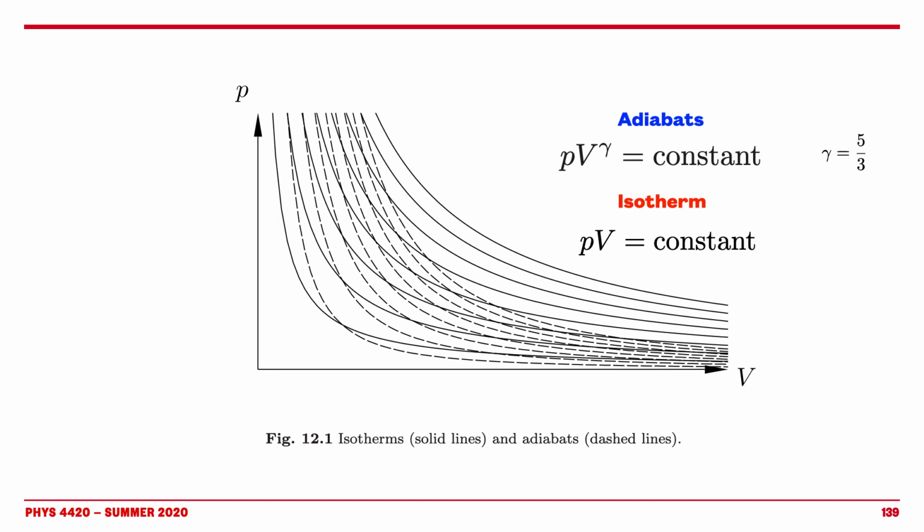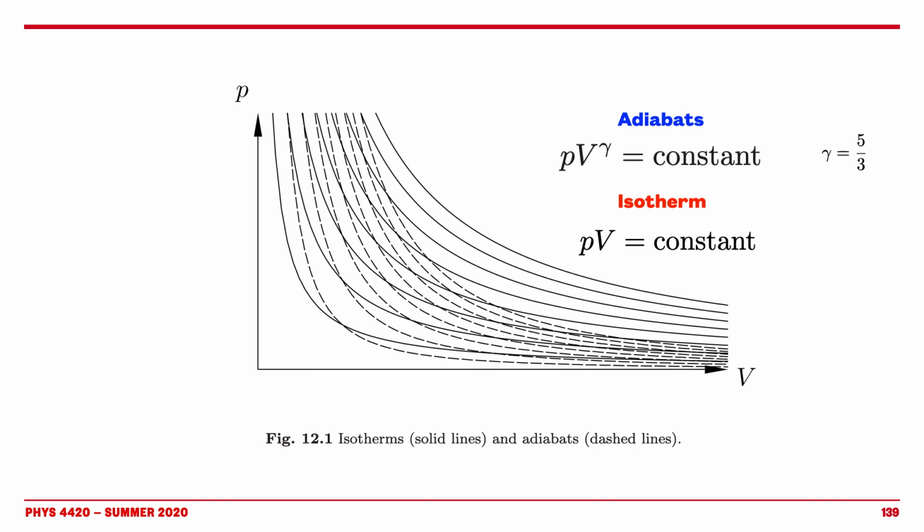Now, here's the idea. The fact that gamma is larger than 1 means that if you take a certain value of starting V, PV to the power gamma is going to decay much faster than PV equal to constant, right? So the PV to the power gamma will decay much faster than PV. That's the reason why the dashed lines on this plot go down much faster than the solid lines. So let me highlight two of them for you.